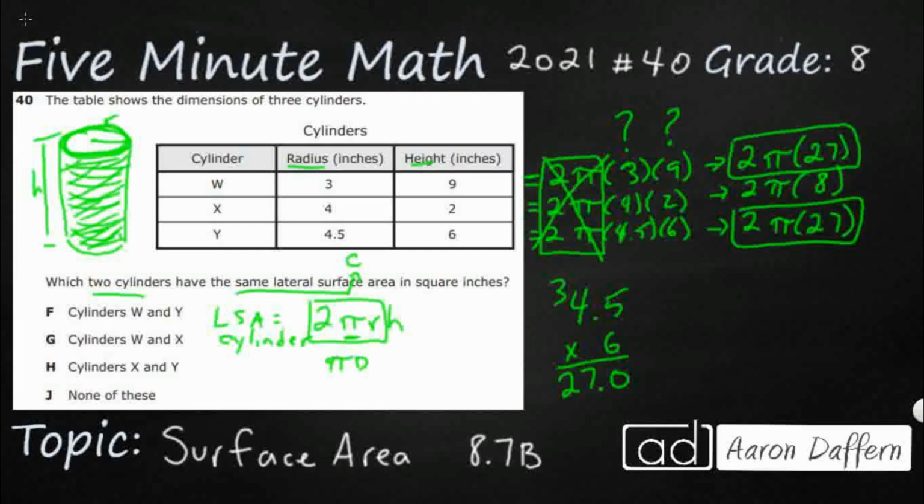So there we go. These two end up being the same. I don't even need to calculate the 2 pi because the radius times the height is 27. And that was cylinder W and cylinder Y, which means my answer here is F.